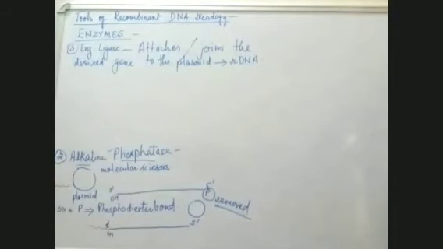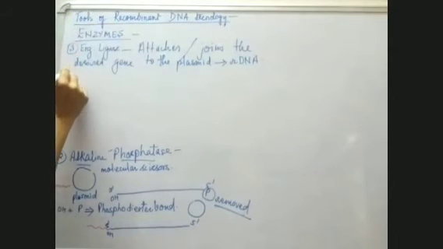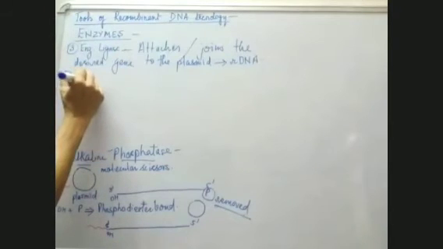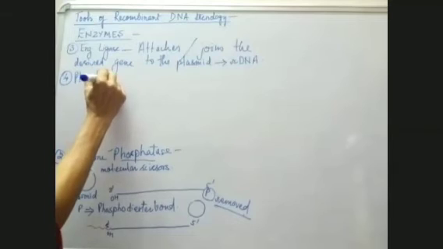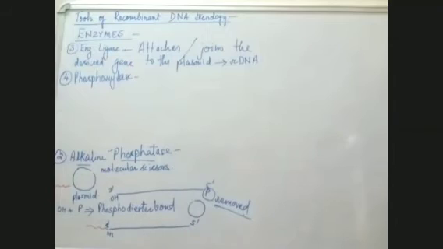The fourth enzyme is phosphorylase. The fourth important enzyme as a tool of recombinant DNA technology is phosphorylase, or sometimes people call it phosphorylase also. Now, what is the function of this? This is opposite or antagonistic in function to alkaline phosphatase. Alkaline phosphatase removed the phosphate group. Now this phosphorylase will help in addition of phosphate.